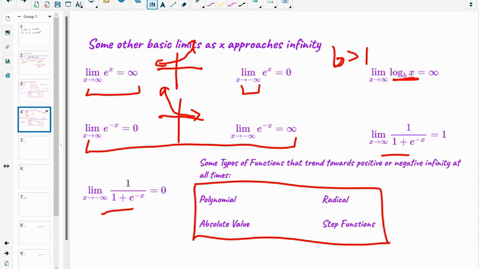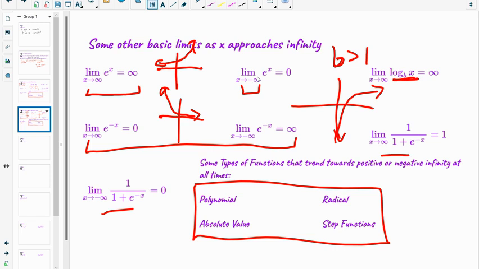Now, we don't talk about the logarithm as x goes to negative infinity because of the nature of a logarithmic graph. We could talk about the limit as x approaches 0 from the right, which of course goes towards negative infinity, but that's for a different lesson. This is just x approaching positive or negative infinity.